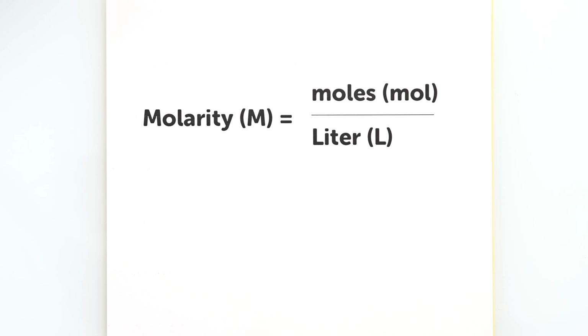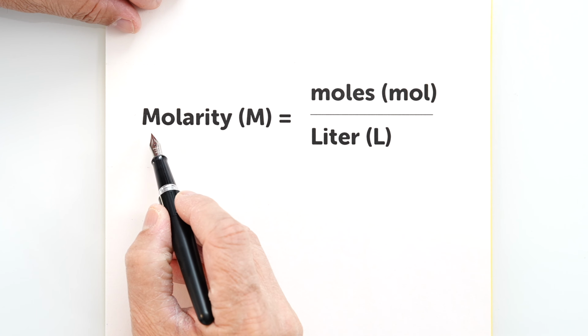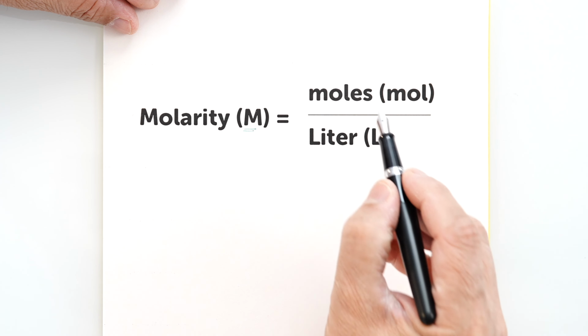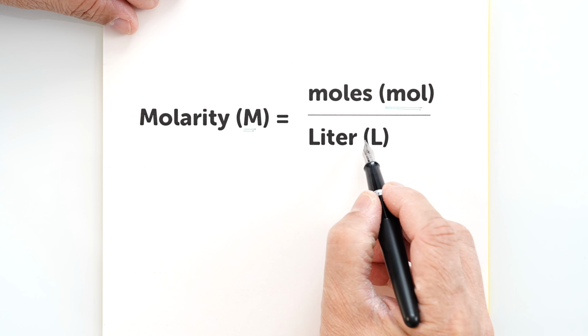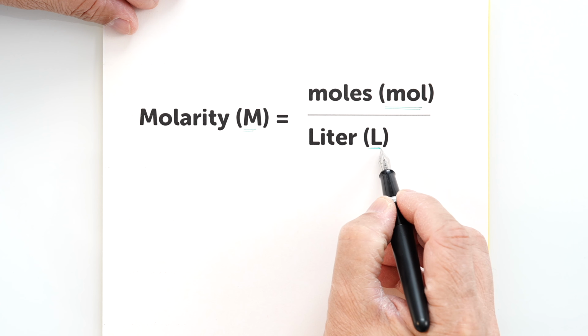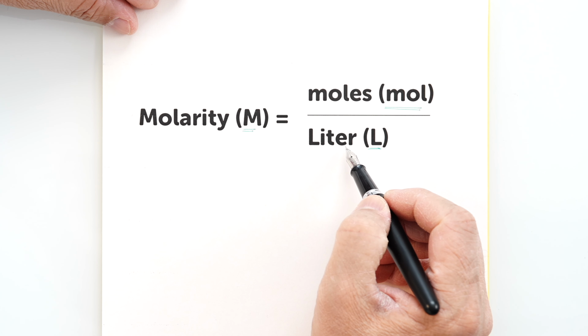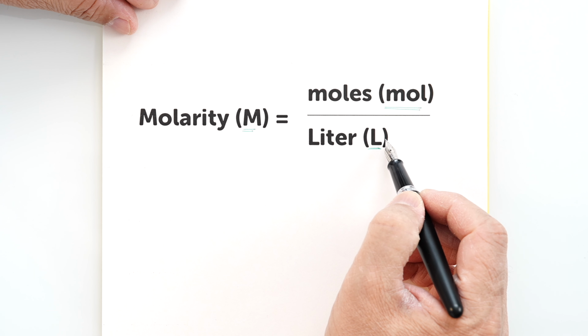So there's 3 components to molarity. There are 3 variables. You've got molarity defined by the letter M. You've got moles, and you write that as MOL. And then you've got liters. So mathematically, molarity is equal to moles divided by liters. And it's important to keep the units as liters. It can't be anything else. It can't be milliliters, for example.